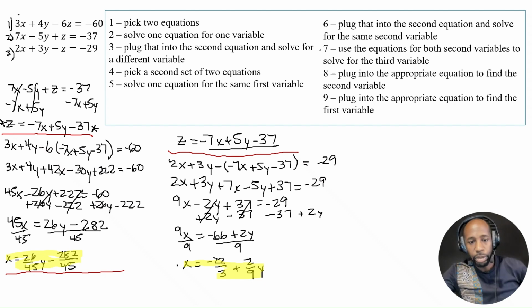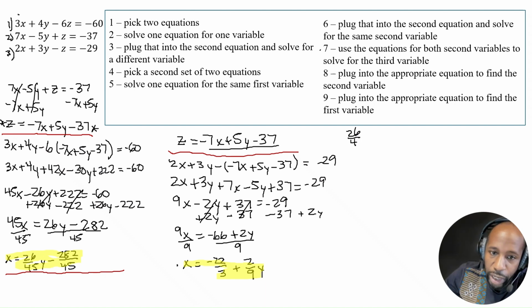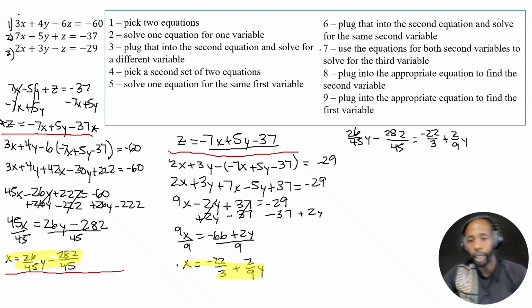All right. Let me select the pen here. All right. So that's going to be 26 over 45y minus 282 over 45 equals negative 22 over 3 plus 2 over 9y. Okay, now y is the only unknown, so we should be able to solve for this.